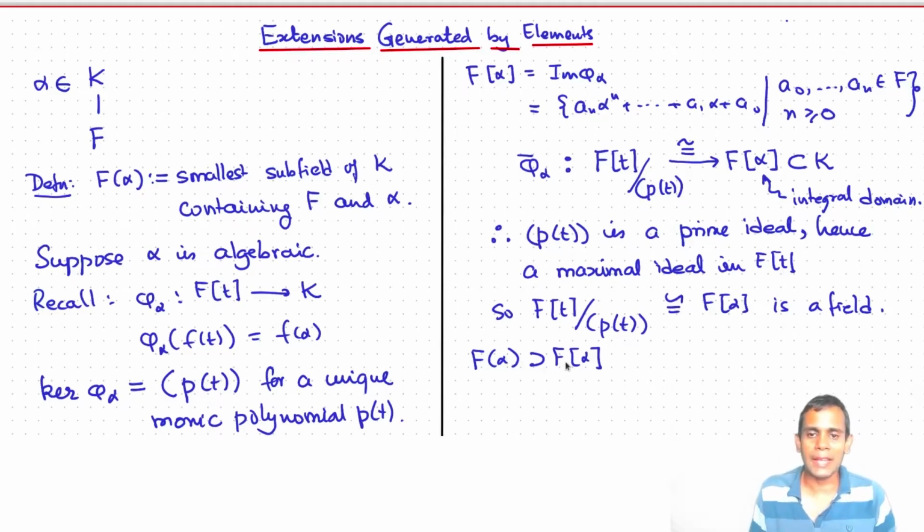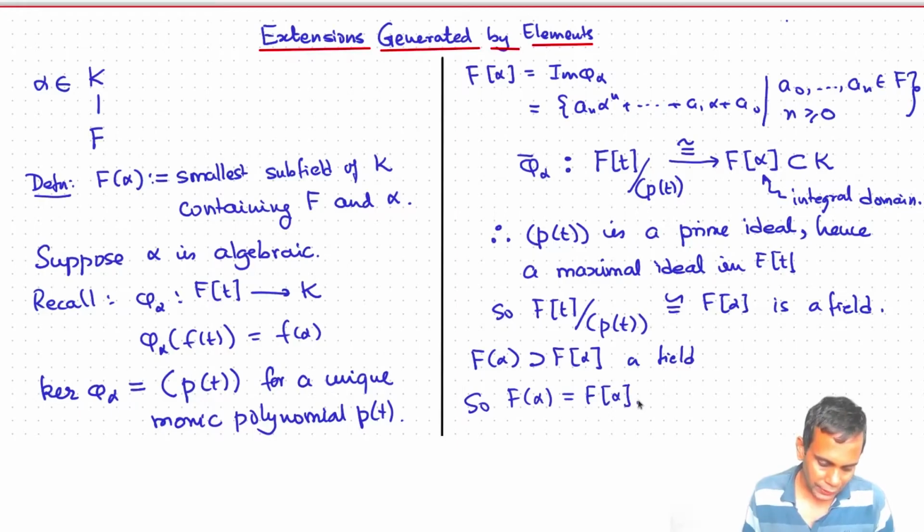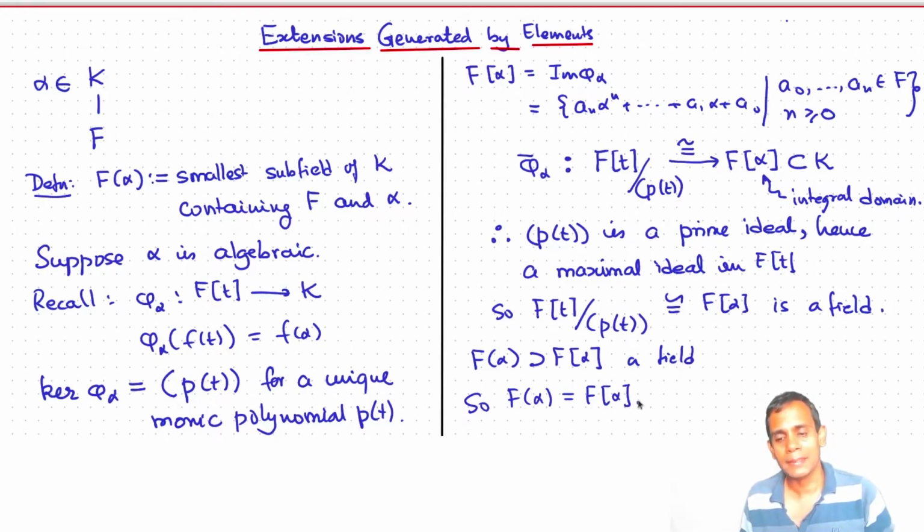So what we see is that F[alpha] is contained in F(alpha), but F[alpha] itself is a field. So F[alpha] is a field that contains both F and alpha. So therefore F[alpha] is equal to F(alpha). Okay, so the field generated by alpha is the same as the values of all the polynomials evaluated at alpha.